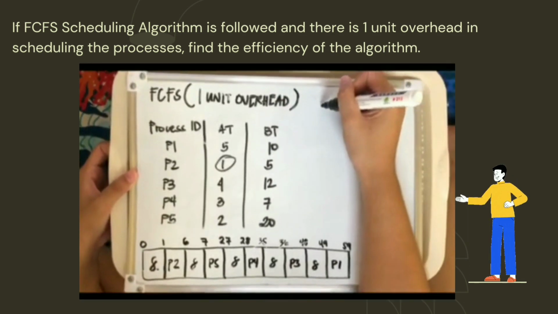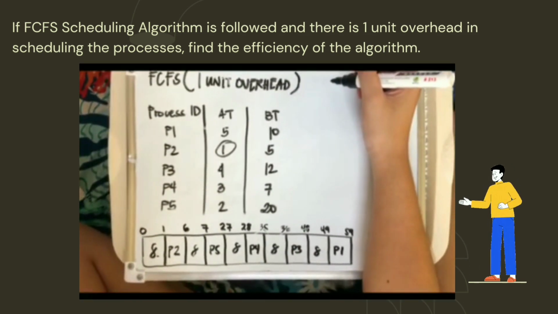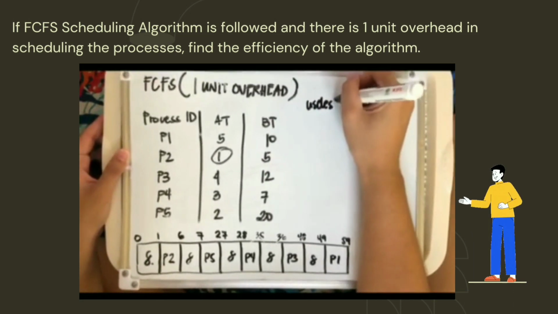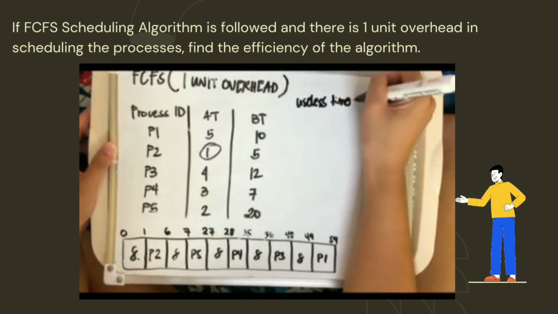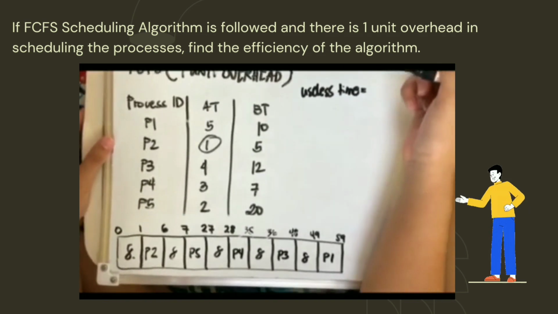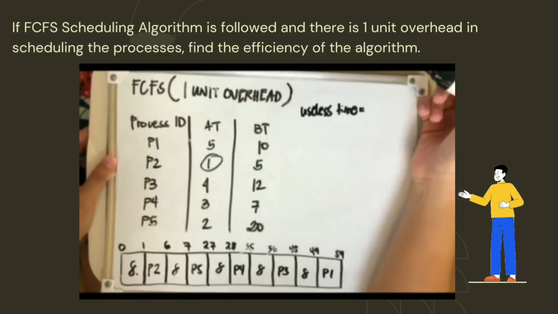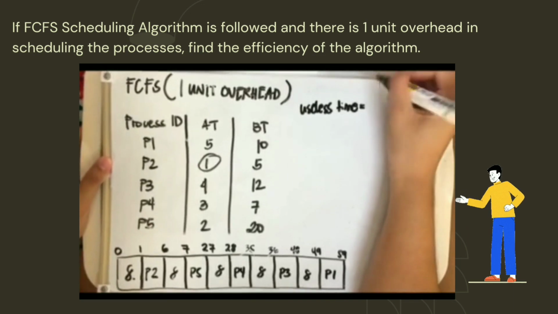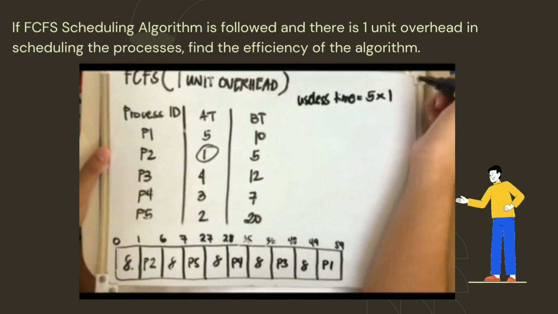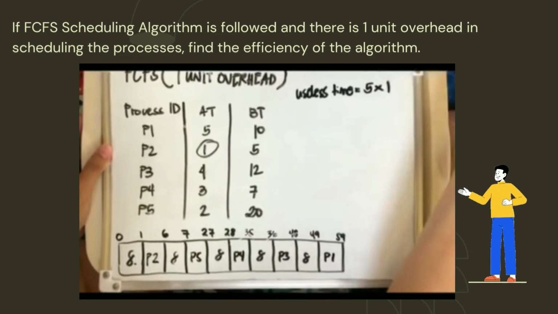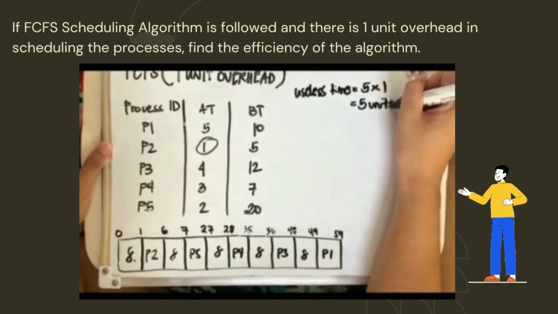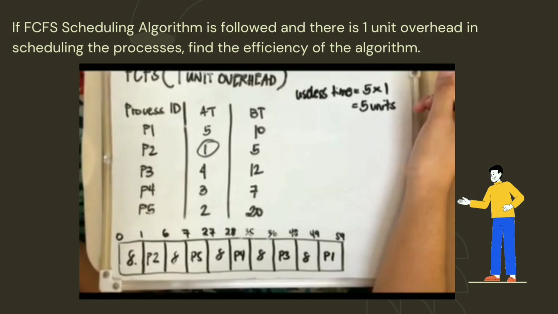Kukunin naman natin yung efficiency. So, paano natin ito makukuha? Ang una, kukunin natin yung useless time. Ano yung useless time? Ito yung kung ilang beses natin nagamit yung overhead sa ginawa natin na Gantt chart. So, ang nakuha natin na overhead is 5. Ngayon, itatimes natin siya sa 1. Bakit 1? Dahil nga 1 unit overhead. Ngayon, 5 times 1 is 5 units. Ang next naman is yung total time.